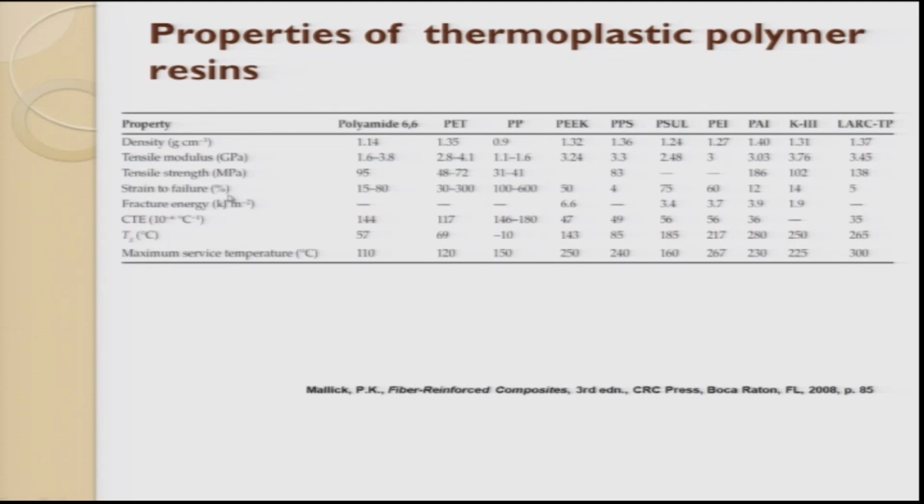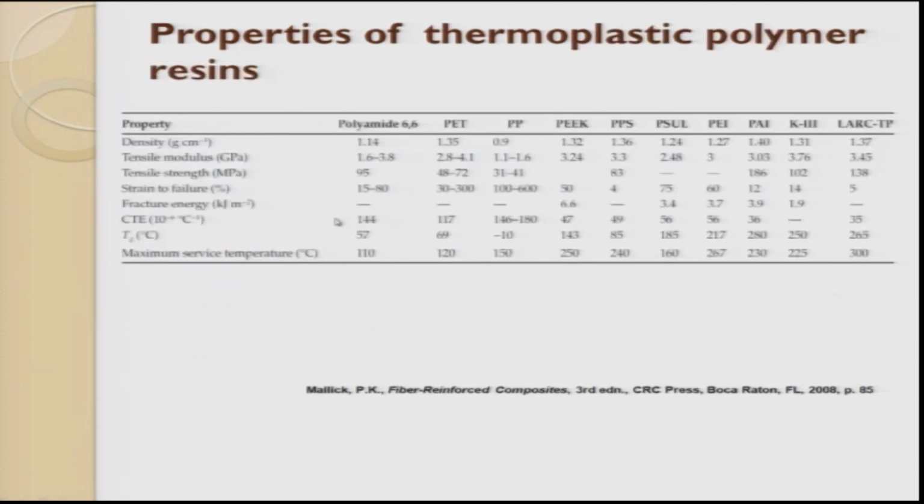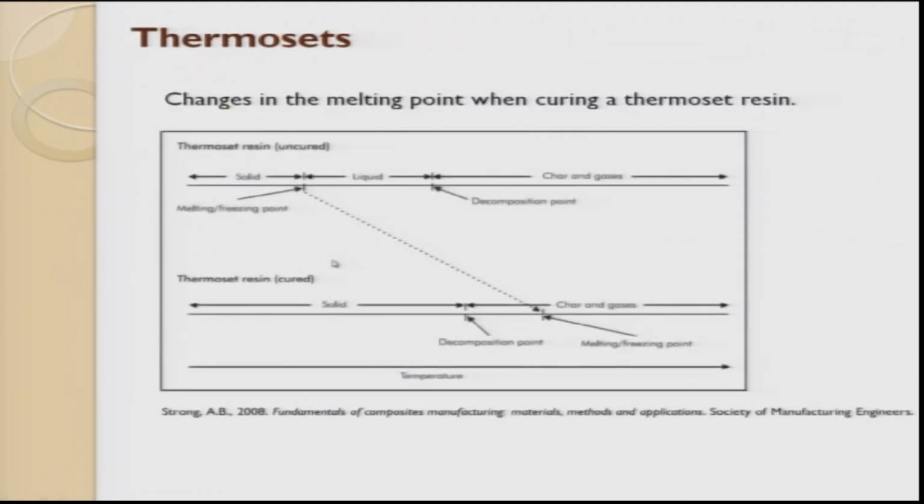If you look at the strain percentage for thermoplastics, they talk about 80%, 300%, 100% and others. Whereas when you talk about strain at failure, it is 2.5, less than 10. So now you can understand the ductility property, which plays a very important role in thermoplastics. Then there are the coefficient of thermal expansion, glass transition temperature and service temperature. Generally thermoplastic composites have a higher service temperature for usage.